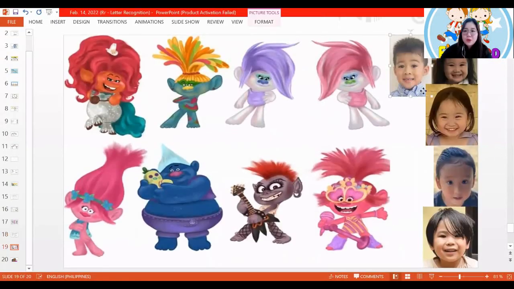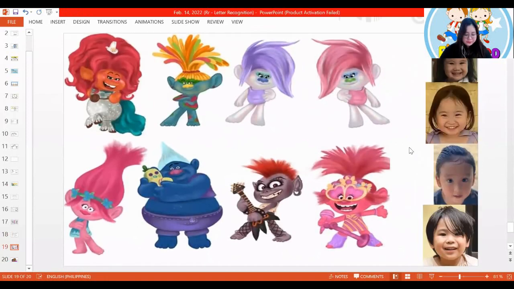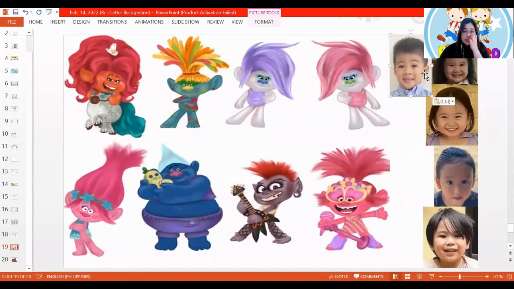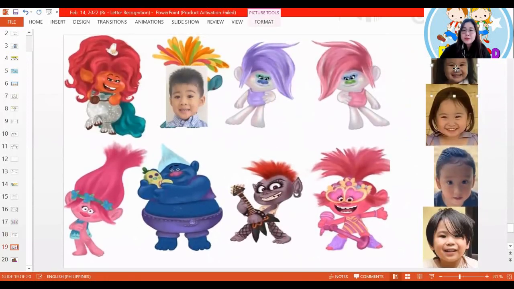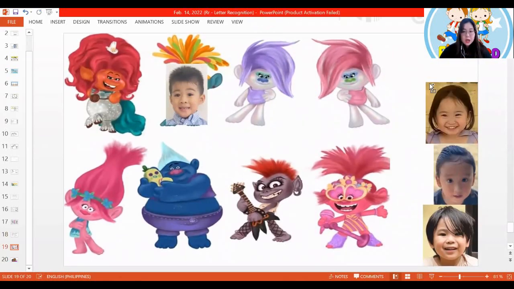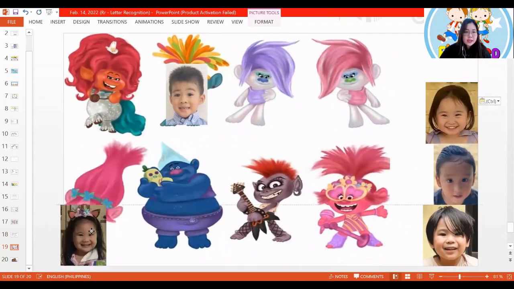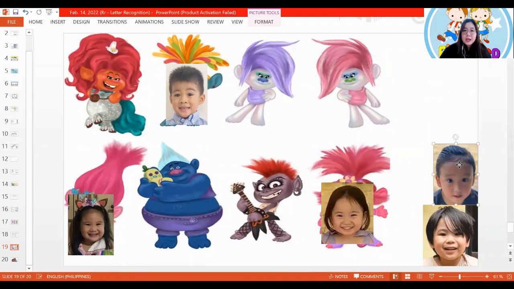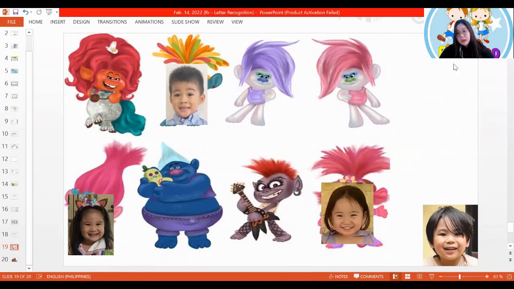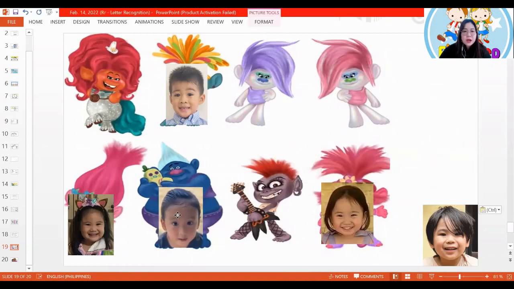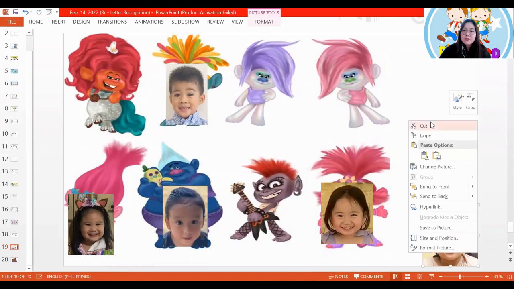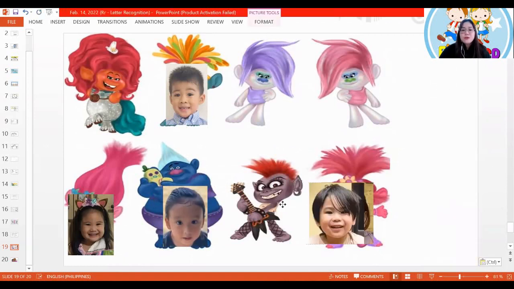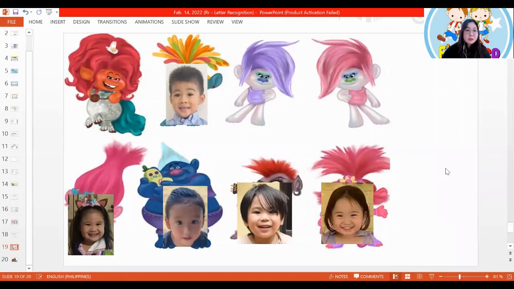Let's give you your friends. So let's give Evo his friend. Amira likes color pink, so she'll get her pink friend. Mina also likes color pink. Let's give Mason his friend. And let's give Anton his friend also. Everybody got their troll friends.